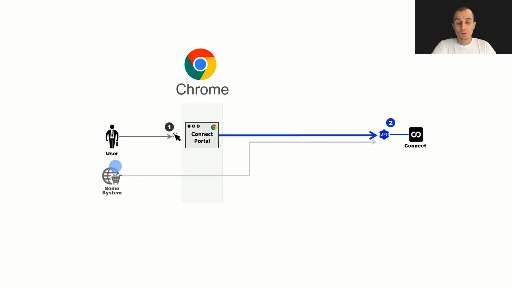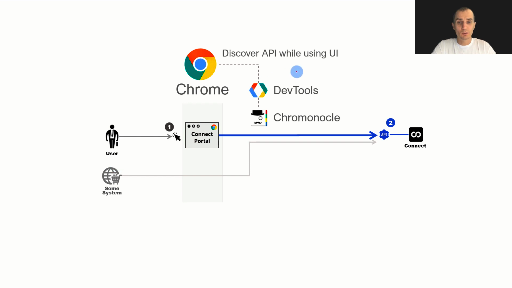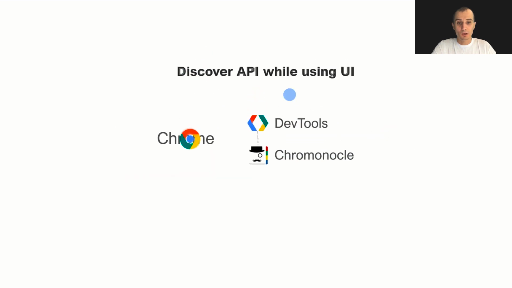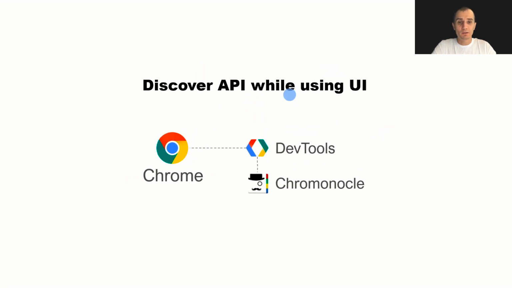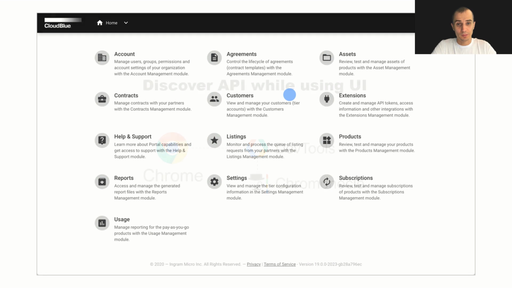And obviously, all browsers have their own tool sets. Today, I will show you how to do it with Chrome, and specifically with Chrome DevTools, and a plugin that I like a lot for this purpose that is called Chromonicle, that you can quickly install. It's free to your Chrome. And with this, you will be able to quickly discover API calls without using any documentation and additional materials.